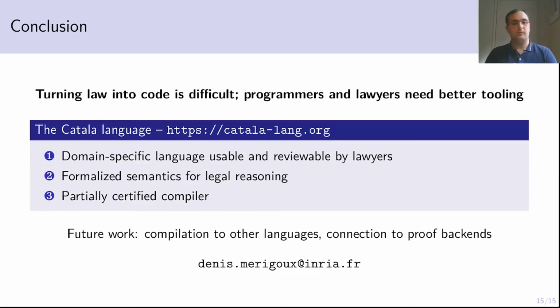As future work, we want to extend the compilation of Kata to other languages. Right now we have OCaml, Python and JS, and we want to connect Kata to proof backends in order to enable the proof of several properties about the text of the law.